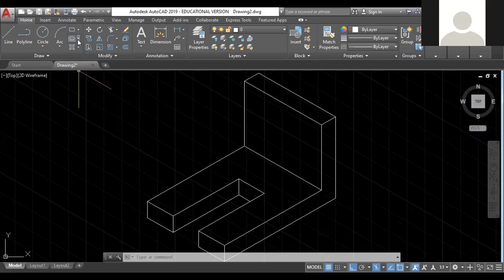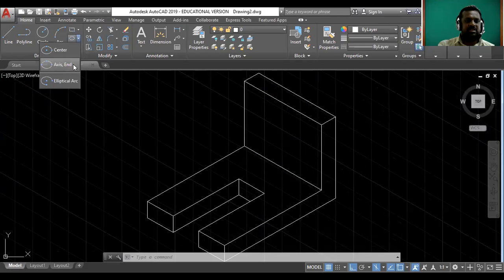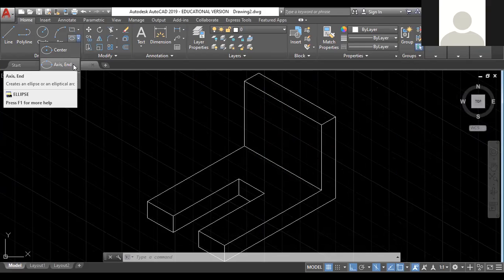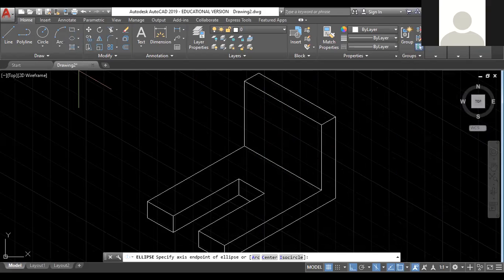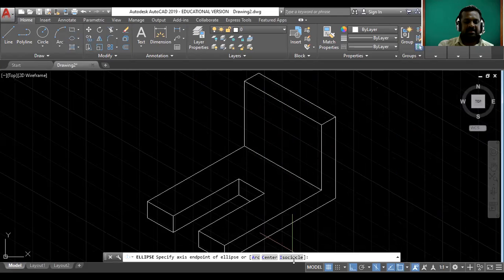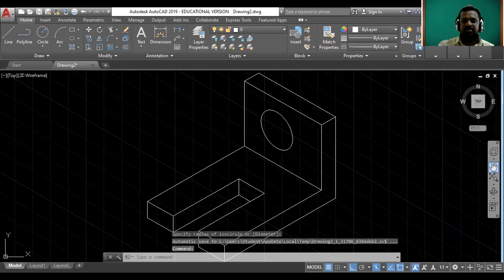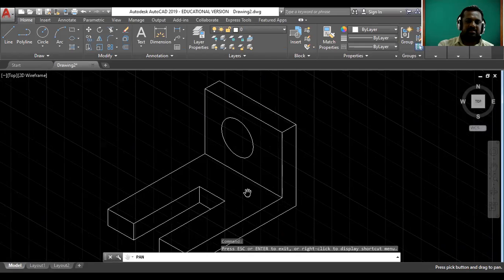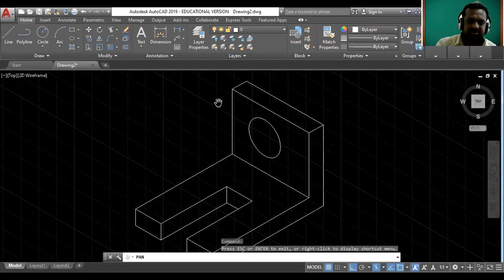Take ellipse. Click on that ellipse. Then select which ellipse you have to select here: axis end. Then next, click here, iso circle. Good, correct. Click on that iso circle and try to draw it. Okay, in this way we can draw the circle here. So, understood? Yes, sir.